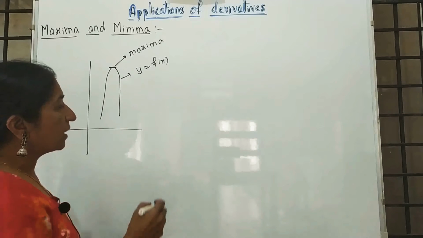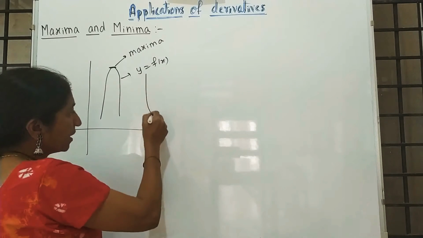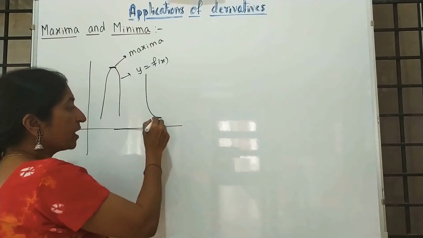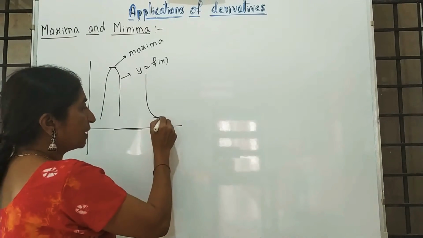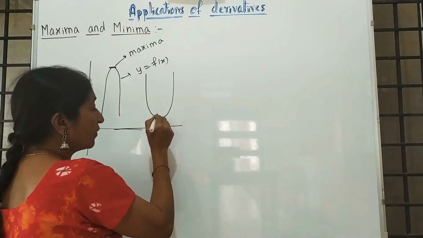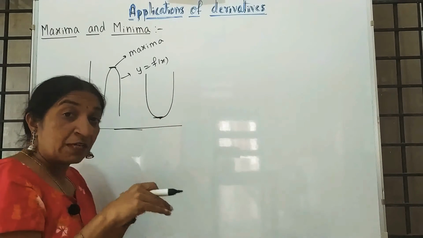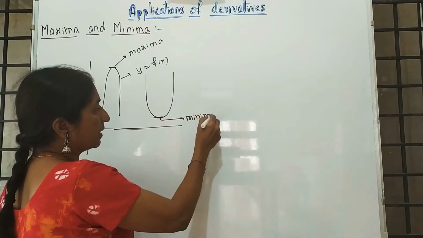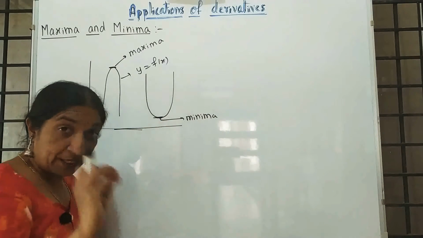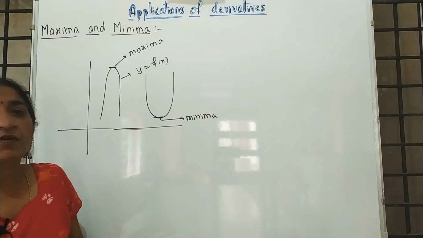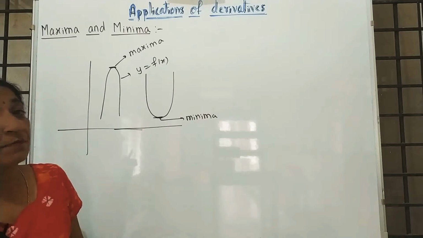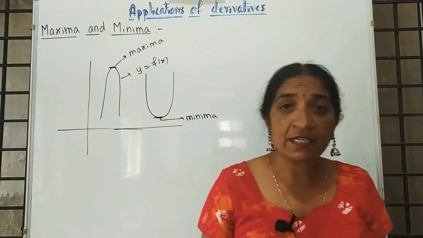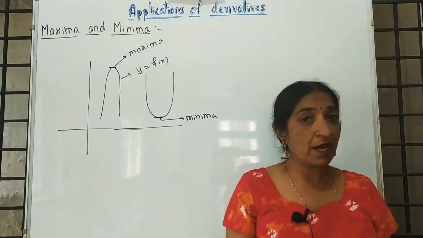And in some cases, the continuous function goes on decreasing, reaches a certain level, and after that it goes on increasing. Where it reaches the minimum value, that point is called minima, and if you substitute that value in the curve, that gives you the minimum value. And I am giving you a very simple method here to find the maxima and minima.